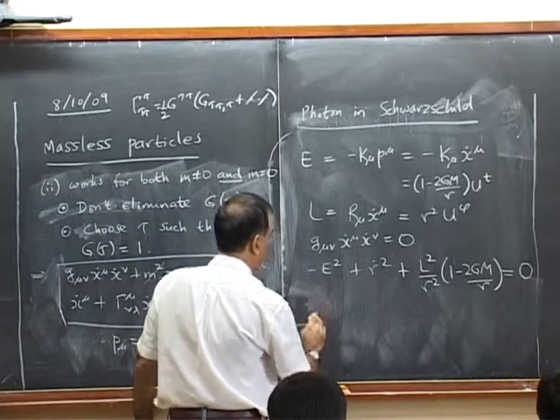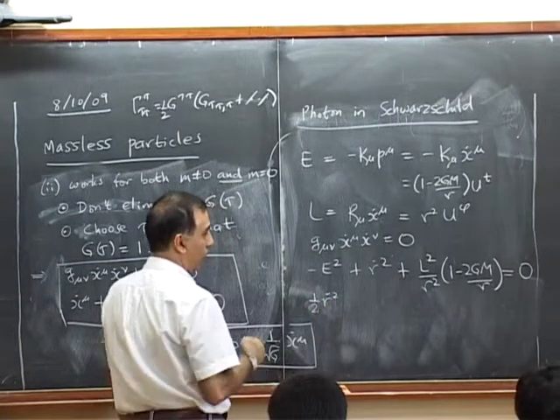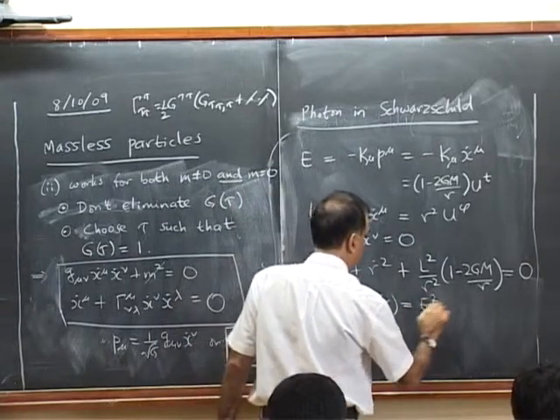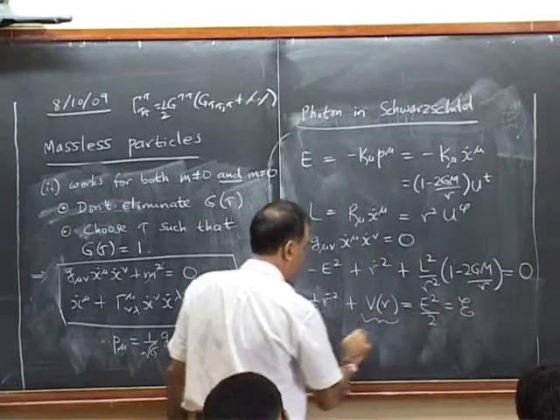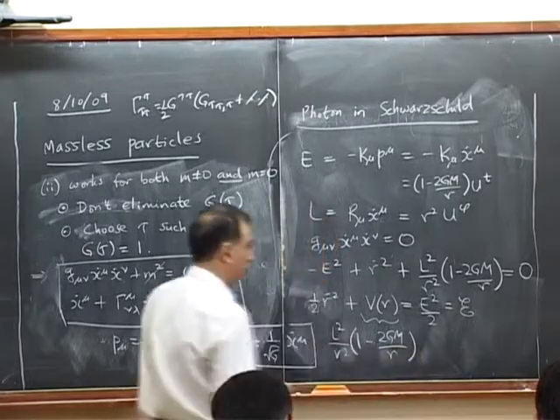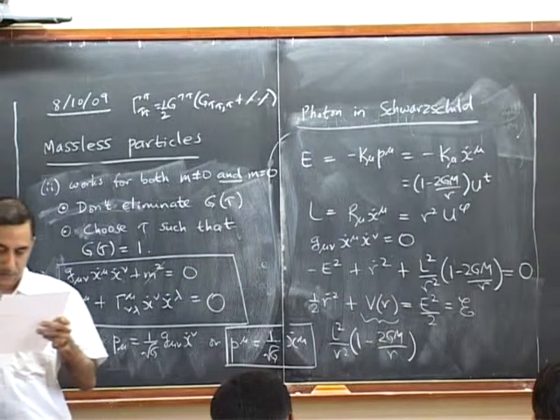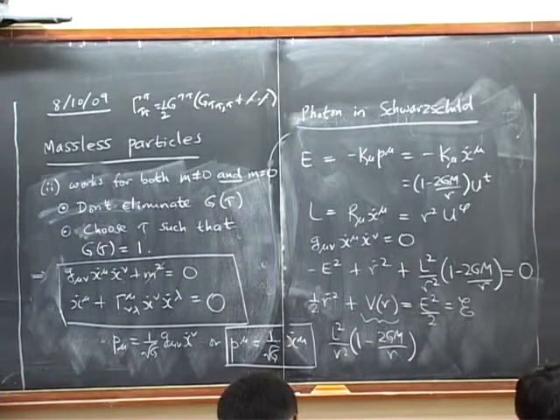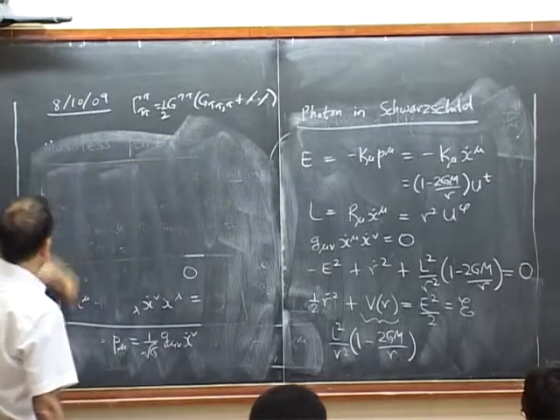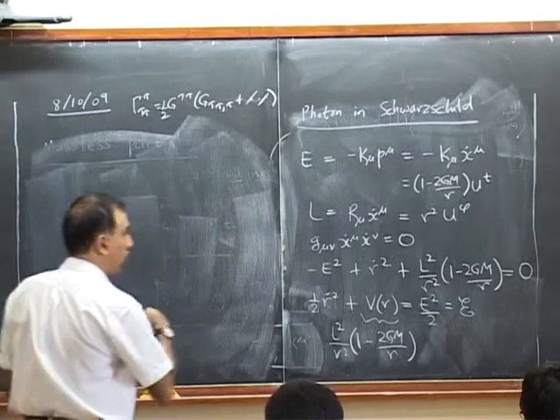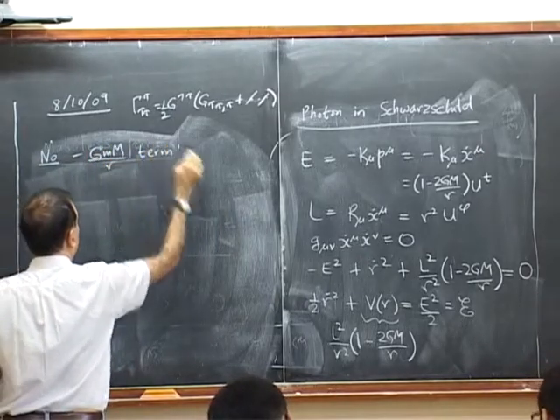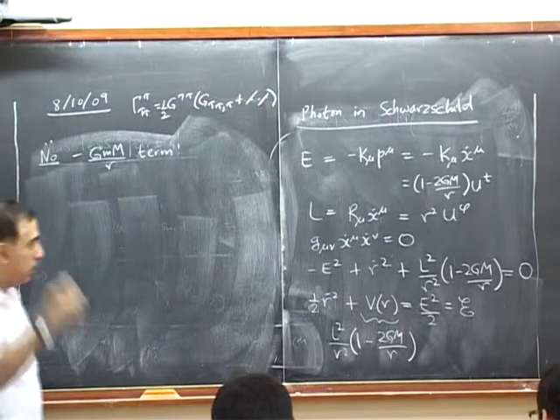So now the equation is half, I don't have an m, so I can't say half m r dot squared. But this plus a potential V of r is equal to v squared by 2, which as before I call curly E. And the potential is now just L squared by r squared, times 1 minus 2GM by r. What we notice from this is that there is no minus GMm by r. Obviously, not a surprise. Okay.